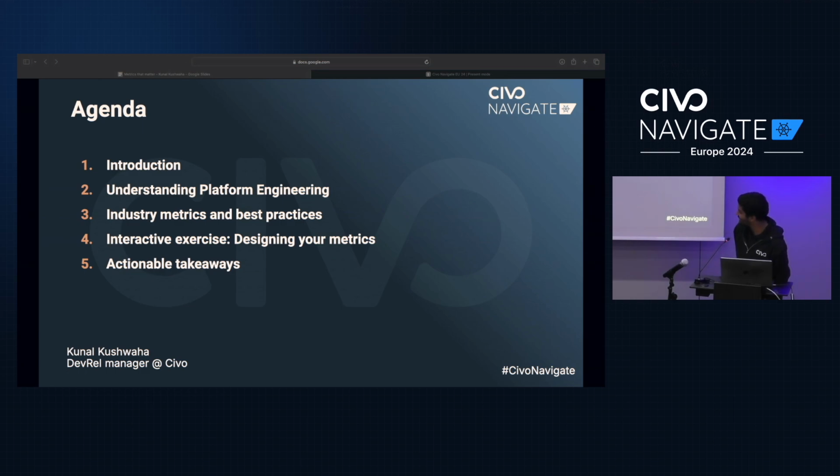So for that, you just need to scan a QR code that I'll share with you later on. It's anonymous, you don't have to sign in. Would love if you can participate. And we'll end up with some actionable takeaways.